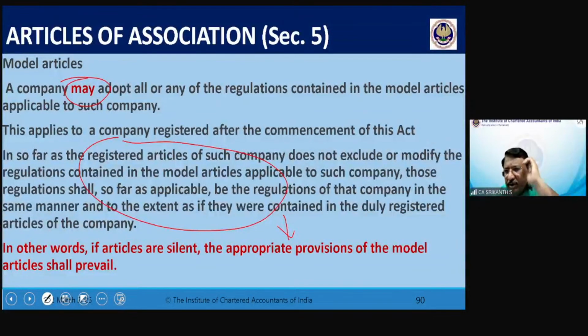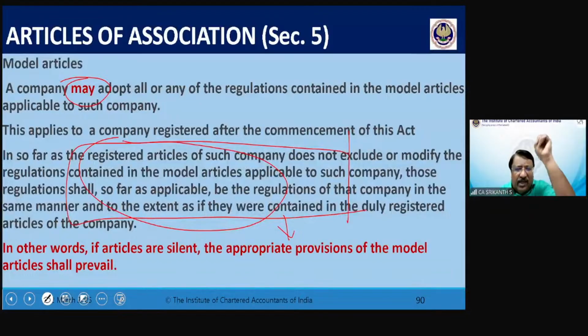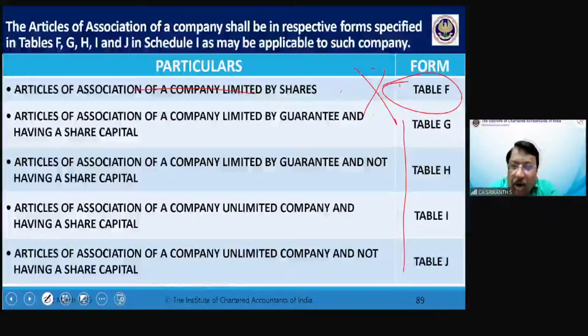So in a way, you can notice now, madam, this is the note. This entire long-winded paragraph I have written in one sentence. If the articles are silent, if the company has its own articles, it has not adopted Table F, it has its own articles, and those articles are silent on a particular matter. Silent means there is no provision in the articles for this matter. Then the appropriate provisions of the model articles shall prevail. Are you able to understand? So if this article is incomplete, there is no provision in it for that, then the appropriate provisions of the model articles shall prevail.